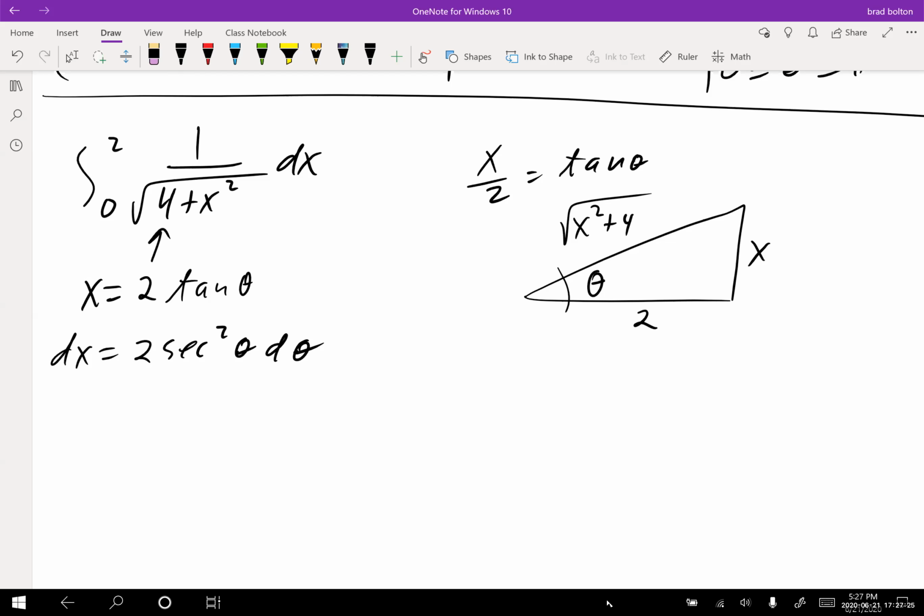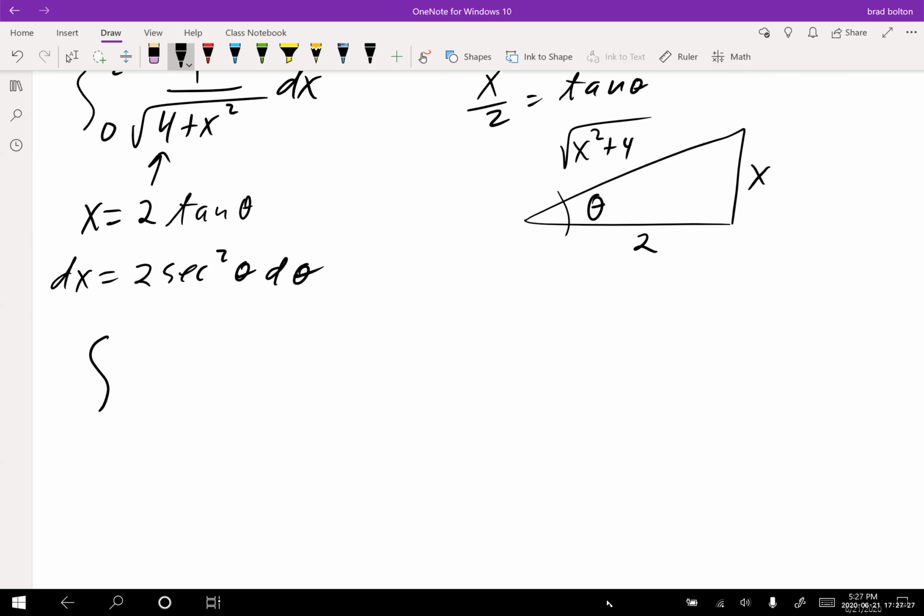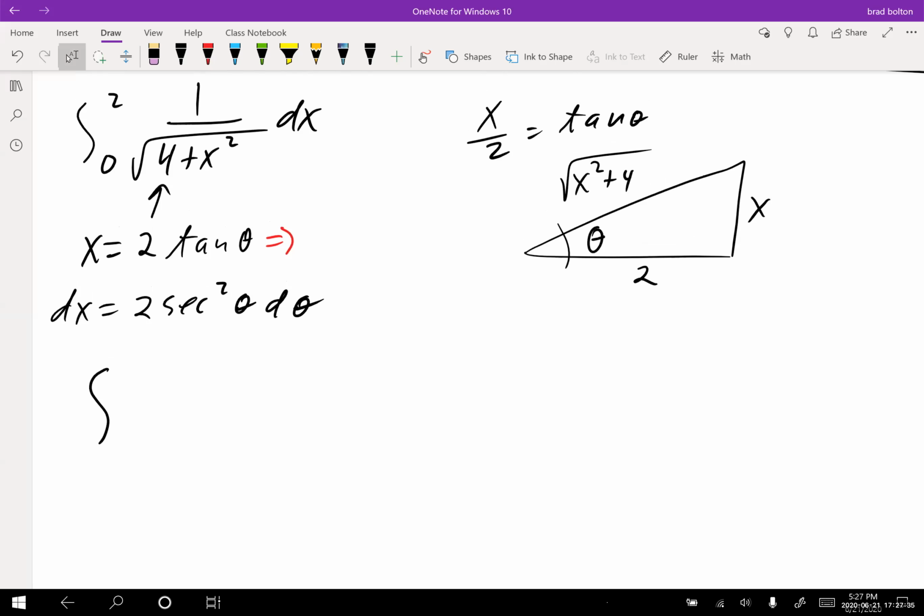So now we're going to rewrite this, but I have to change my limits of integration, because I know I'm working with x to be 0 and 2, but now I'm going to be working with theta. So if I plug in x equal to 0, that means 0 is equal to 2 tan theta. Divided by 2, divided by 2.